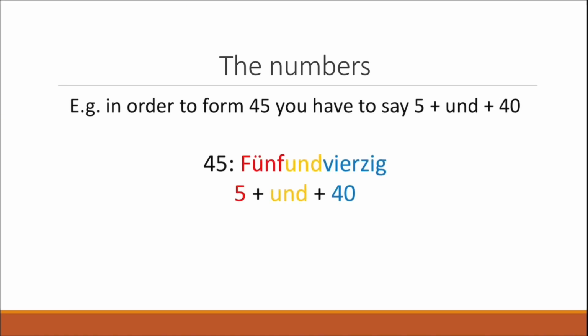You can see another example. In order to say 45, you're firstly going to say 5, then und, and then 40. So you're going to say 45. So that is very easy.